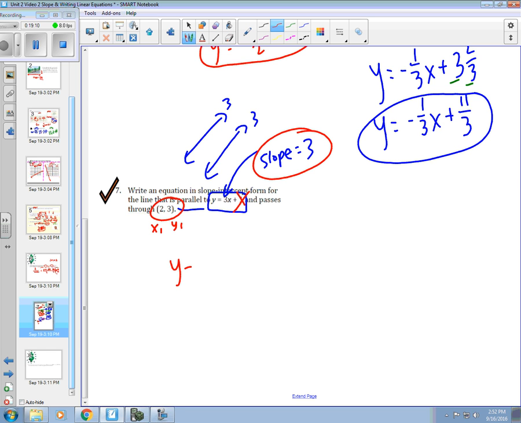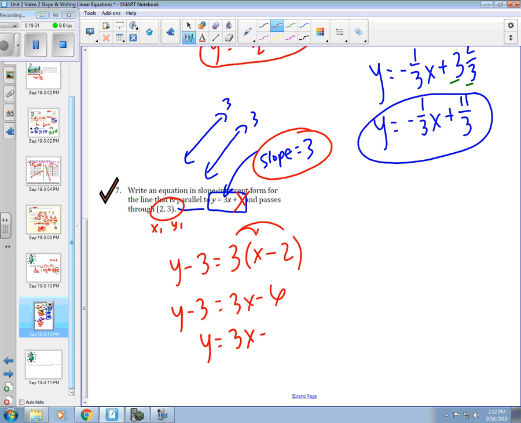It would be y minus, our y1 is 3, our slope is also 3, and our x1 is 2. If we simplify this, this should get us the slope-intercept form. Distribute, add 3 to both sides, and this would be the equation of the line.